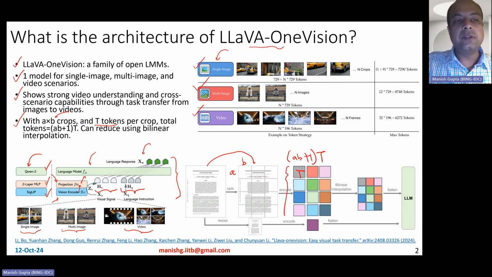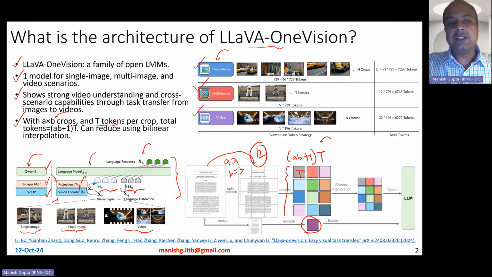Well, sorry, A and B are not height and width. A and B are like A equal to 4 here and B equal to 3. A is the number of things that can fit on the height, and B is the number of things that can fit on the width. So there are 12 different crops here. For each of them, if you represent using T tokens, you end up with AB plus 1, the plus 1 for the original image itself. Okay, so that's the number of tokens.